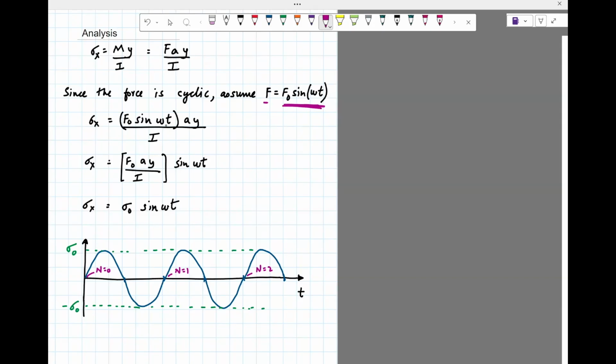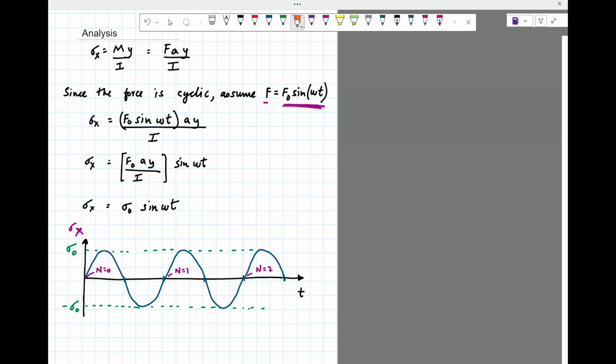So I substitute the value for F. We have F0 sine omega t. I can pull terms which are not time varying in one place, and then I end up with something times sine omega t. That something is sigma 0, the nominal stress, which is independent of time, and then we have the sinusoid. Okay, so if you plot sigma x as a function of time, what you see is basically a sinusoid. Clearly the amplitude is sigma 0, so it goes from sigma 0 to minus sigma 0, and that just keeps cycling depending on the loading.